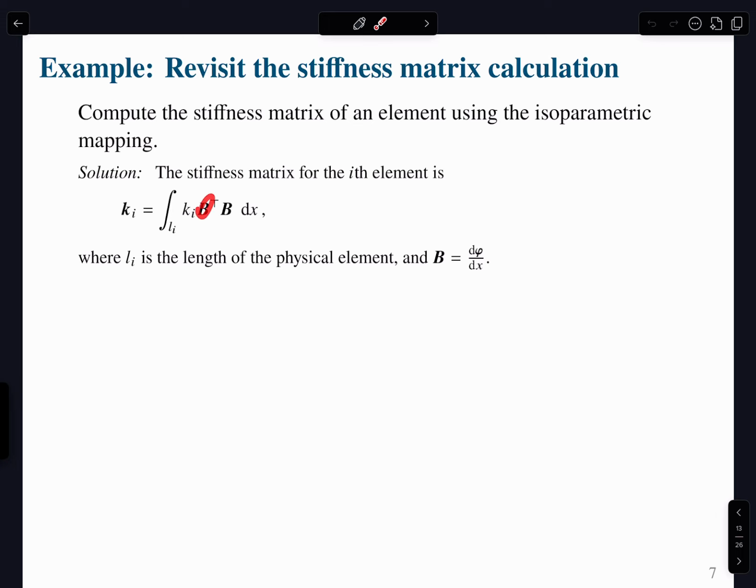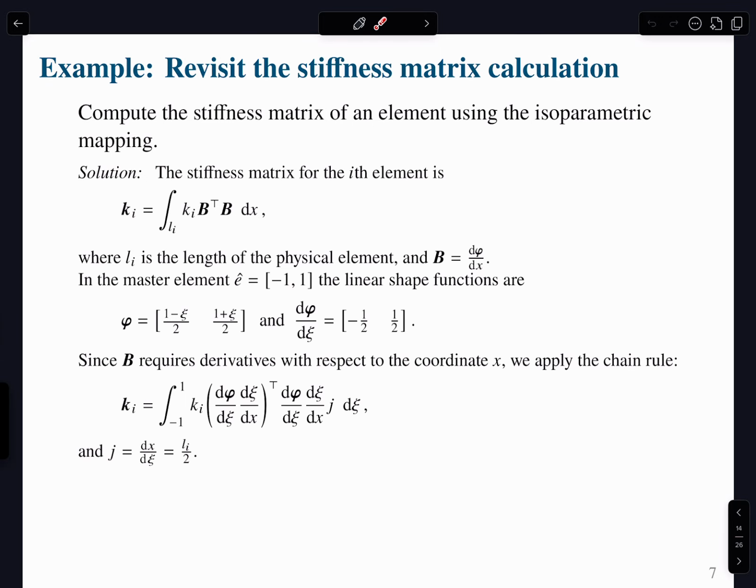But recall that B is always going to be a function of x. So these ones have now derivatives of the shape functions, right, that are defined on the canonical element. But I don't care about the derivatives in the canonical element. I care about the derivatives in the physical element. So there's going to be some chain rule there that is going to pop up, right?